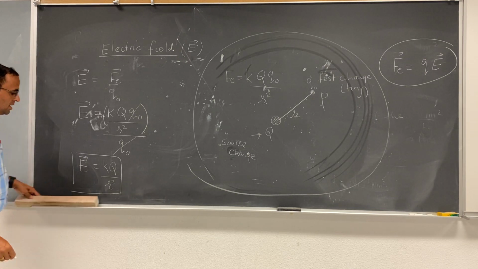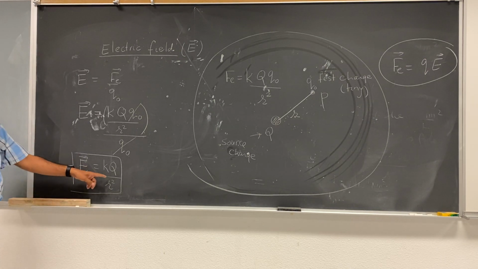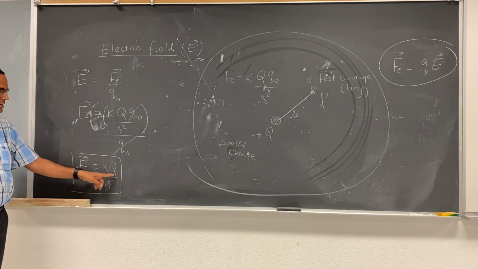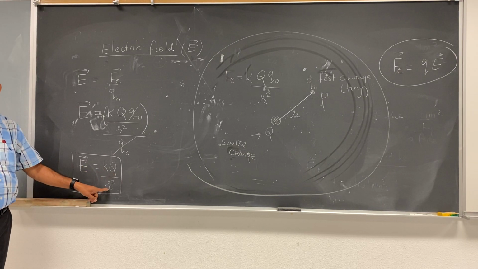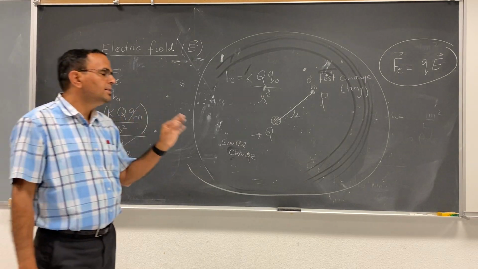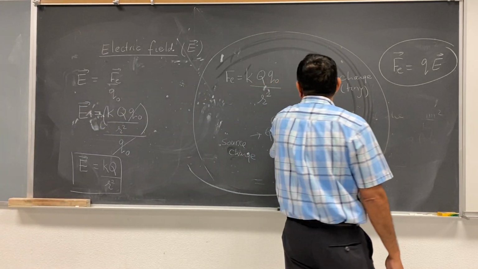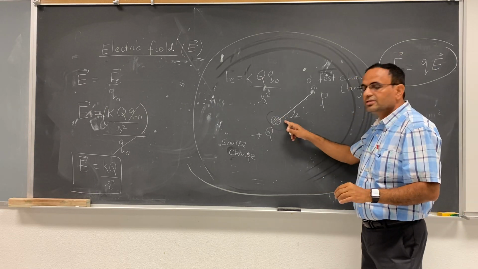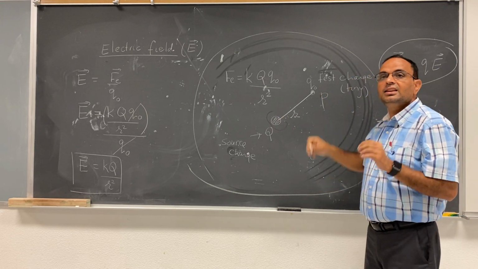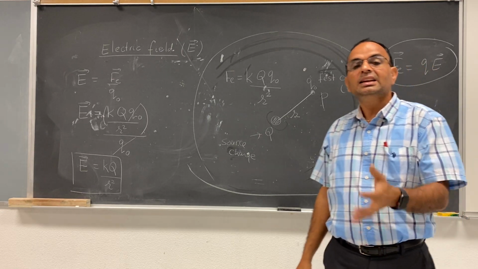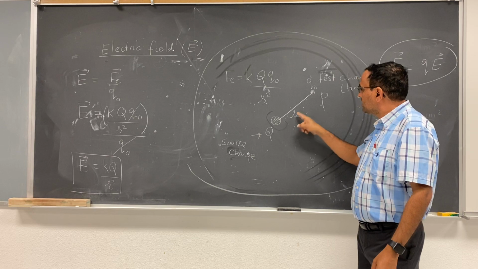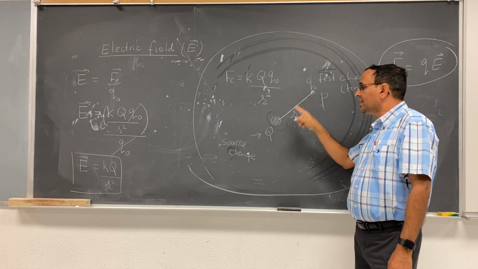KQ divided by R square. So this is the electric field: K, the Coulomb constant, times the source charge, divided by distance square. From here you see that the electric field at any point depends on the source charge, not the test charge. It depends on the source charge and the distance between the point and the source charge.